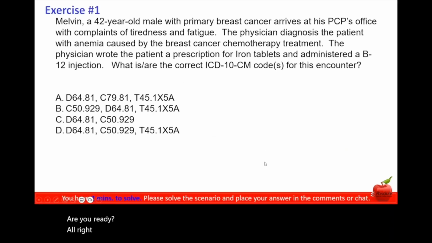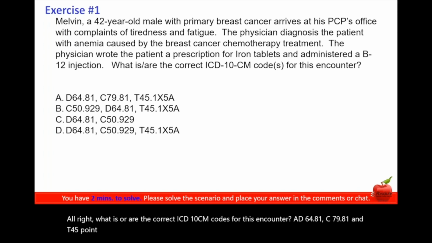All right, what is or are the correct ICD-10-CM codes for this encounter? A, D64.81, C79.81, and T45.1X5A. B, C50.929, D64.81, T45.1X5A. C, D64.81, C50.929, and D, D64.81, C50.